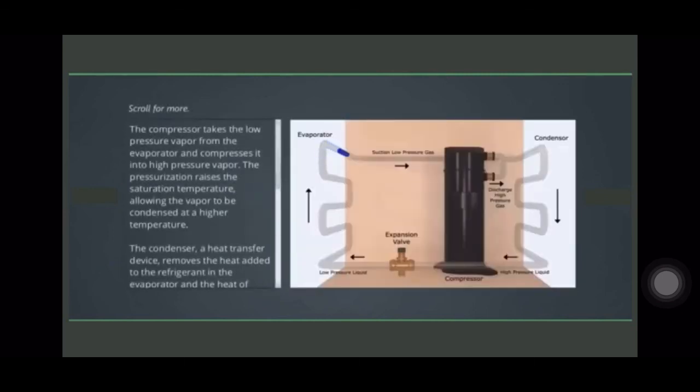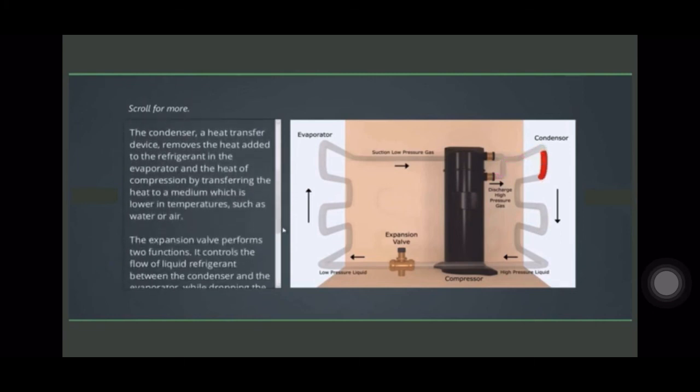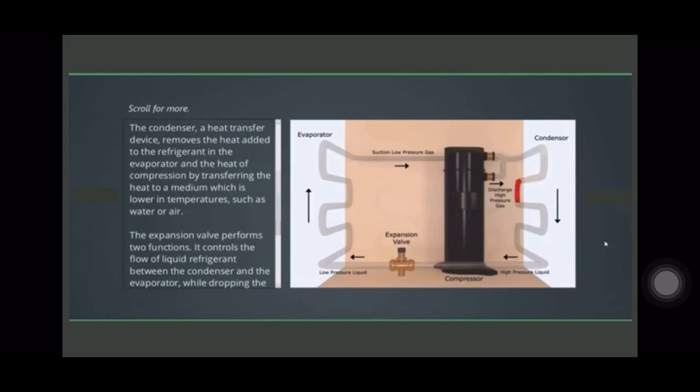Take a look at the graphic on this page. The compressor takes the low pressure vapor from the evaporator and compresses it into high pressure vapor. The pressurization raises the saturation temperature, allowing the vapor to be condensed at a higher temperature. The condenser, a heat transfer device, removes the heat that has been added to the refrigerant in the evaporator and the heat of compression by transferring the heat to a medium which is lower in temperature, such as air or water.